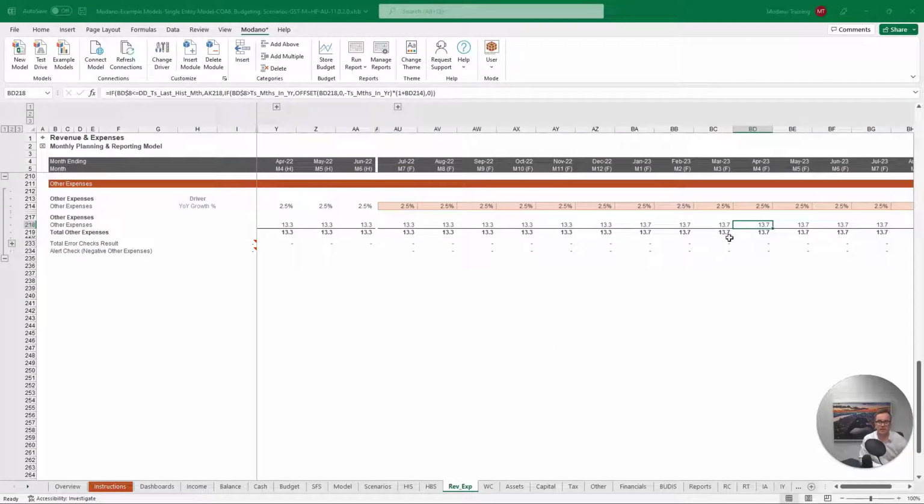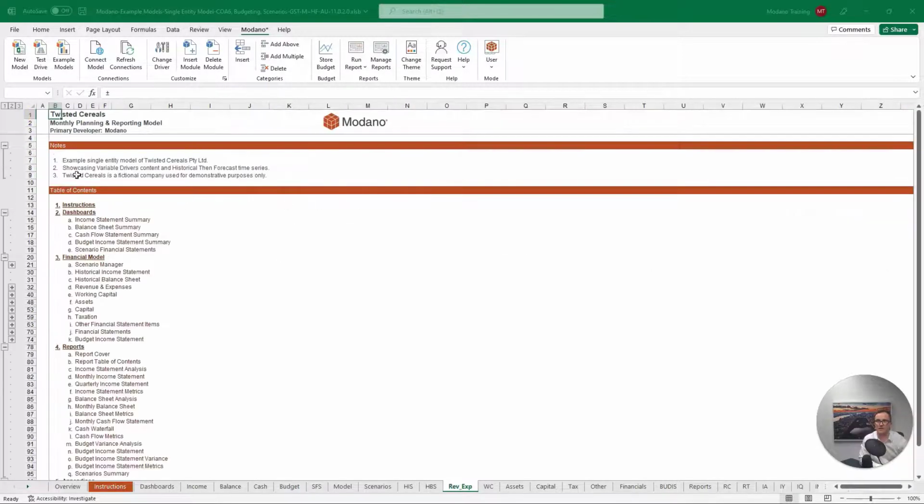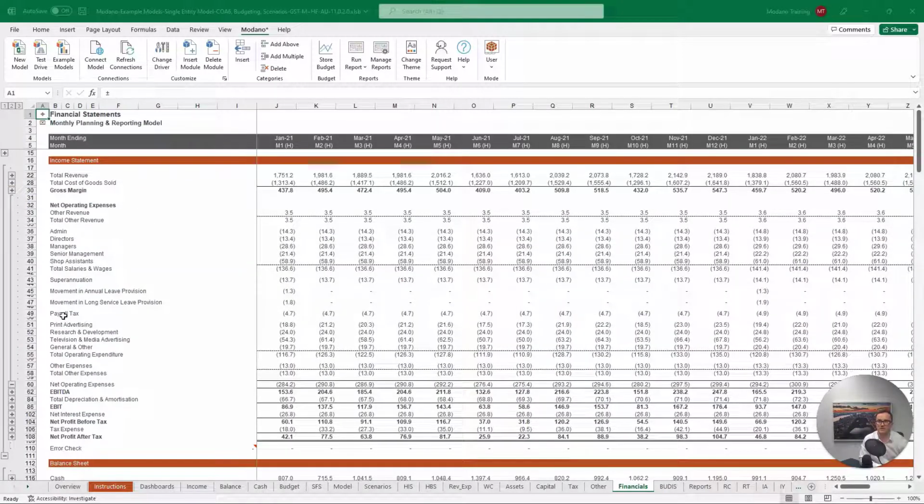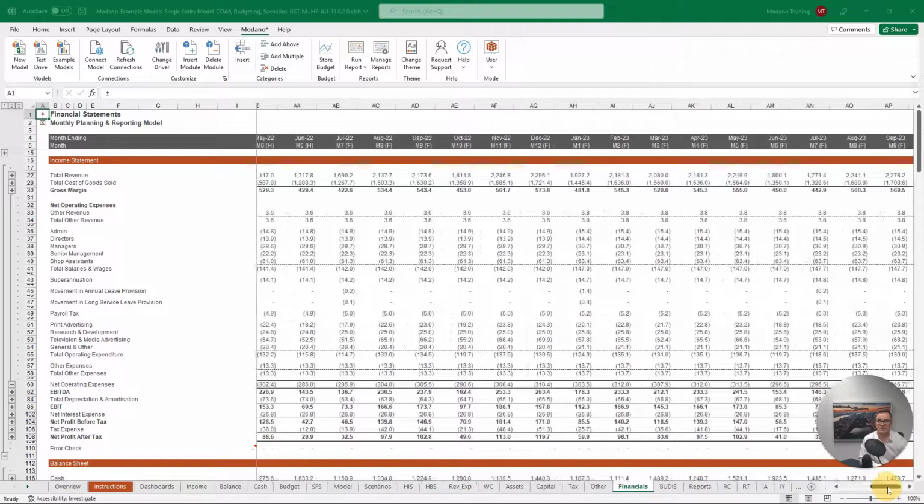Looking back at our example, if we want to see our 13.7 of other expenses hitting our financial statements for April 2023, we can head back to our table of contents and activate our financial statements. Firstly, looking at the income statement, if we expand our net operating expenses collapse rows, at the bottom of this section we can see our other expenses category, and if we scroll across our time series until we get to April 2023, we can then see our 13.7 hitting our income statement.